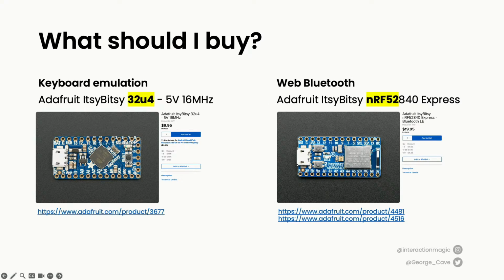For the web Bluetooth, to make this particular method work, I really recommend this very similar looking Itsy Bitsy NRF52840 Express. It has this Nordic NRF52 chip, so anything with this NRF52 should also work. And that's the chip I'm using in these bells here. And for the web USB, you can use pretty much any Arduino you like.